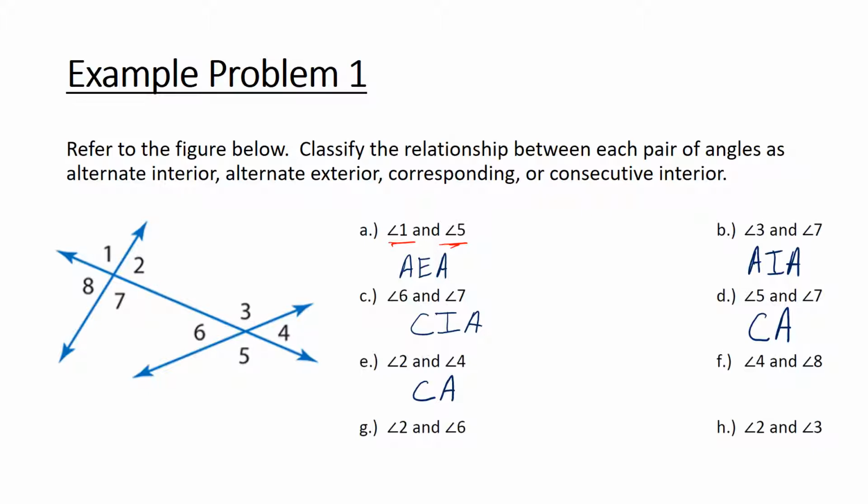Then we're going to be looking at angle 4 and angle 8. In this case, these are both exterior angles on different sides of the transversal. So angle 4 and angle 8 are our alternate exterior angle pair.